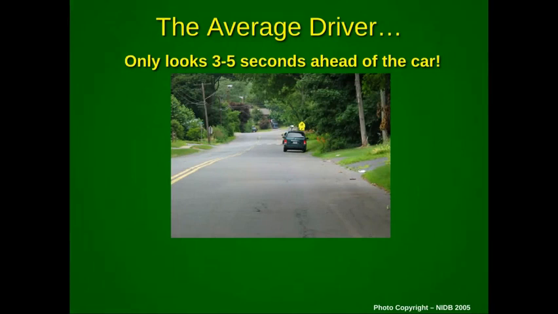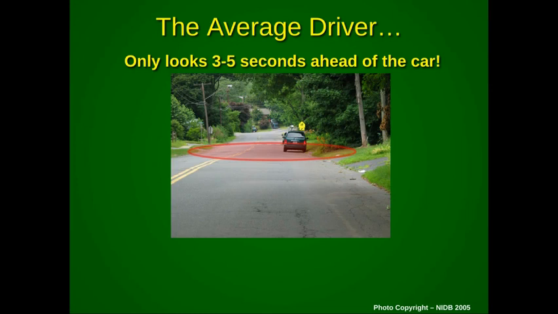So the average driver only looks 3 to 5 seconds ahead. But for us, we're going to look to our target area. If you look to the target area here, you can see the curve up ahead. You can see the little intersection. You can see the school crossing sign as you bring your eyes back. See where that 3 to 5 seconds is?